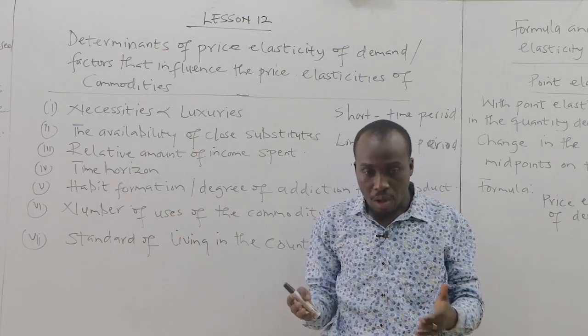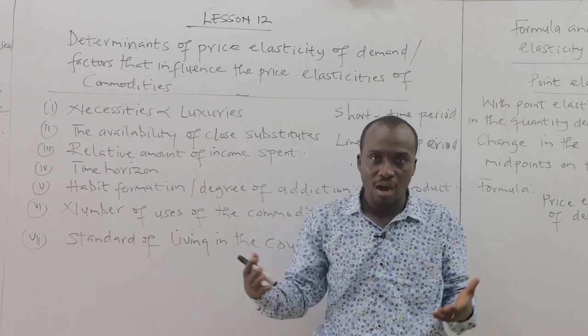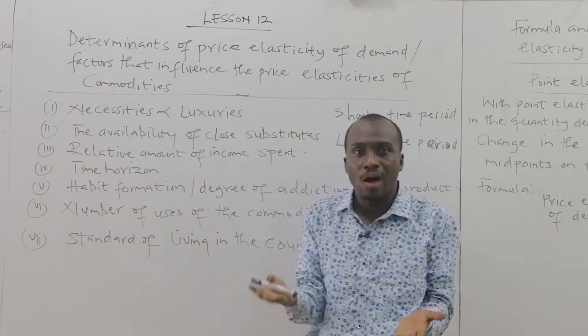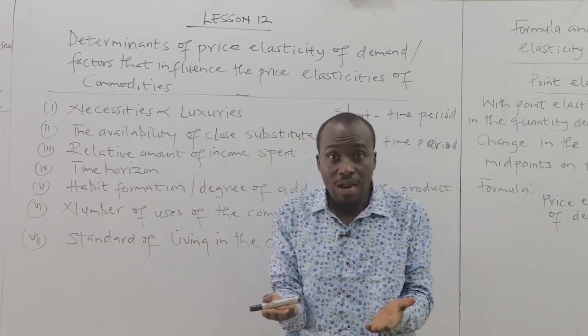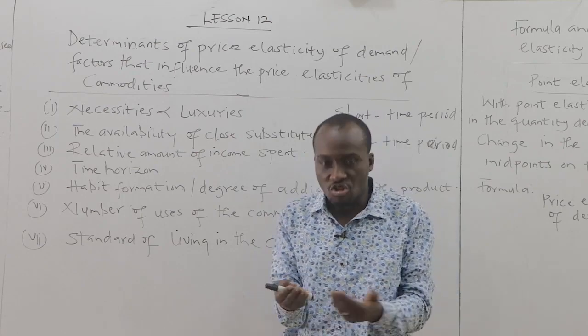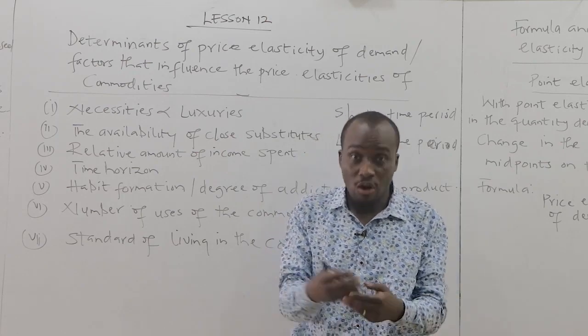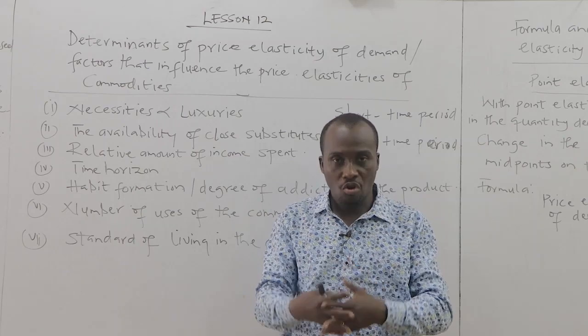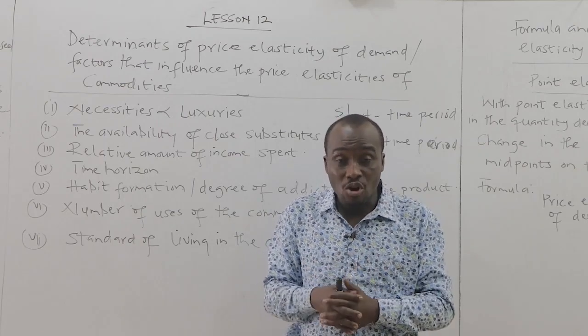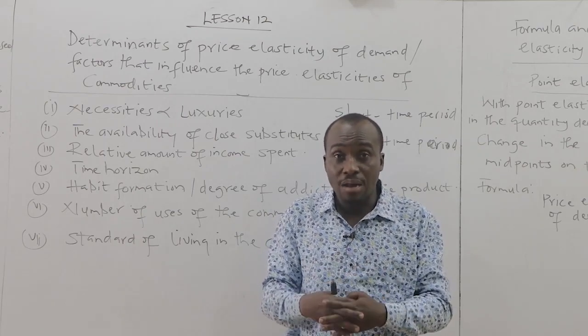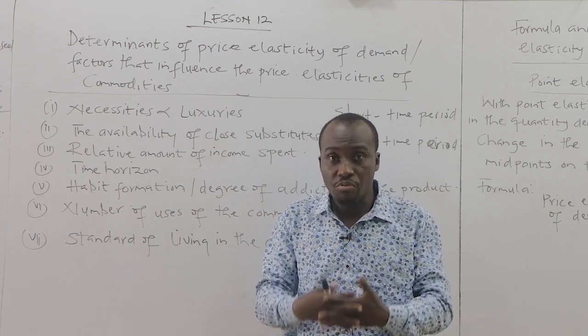The price has gone up, but I've not discovered any other place in Accra where I can get the same product at a lower price. So what happens is that in the short run, within 1 or 2 weeks, I'll keep on buying the product because I don't have any option. In that case, your demand becomes inelastic in a short period.